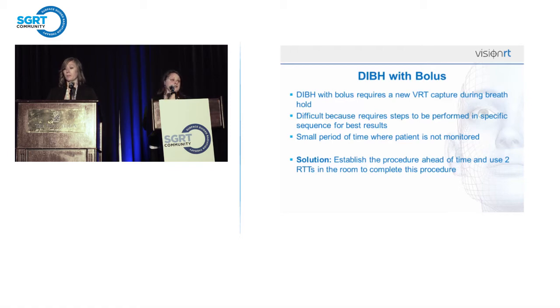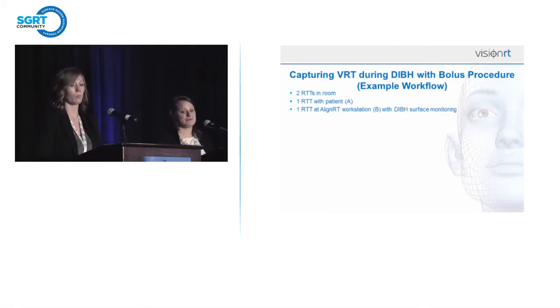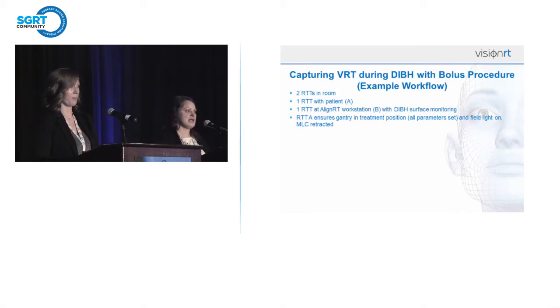Just to give you an example of a workflow that you could use for DIBH with bolus, you have 2 therapists in the room. We'll call them therapist A, who will be with the patient, and therapist B, who will be at the AlignRT workstation, and we're going to be monitoring on that DIBH surface. Therapist A will ensure that the gantry is in the treatment position and all parameters are set, the field lights are on and the MLC are retracted.